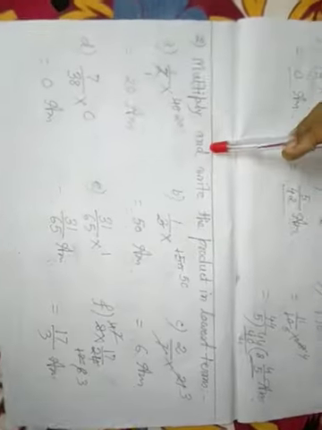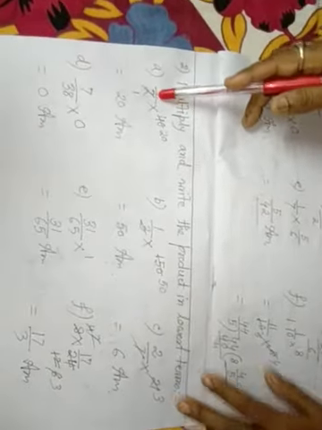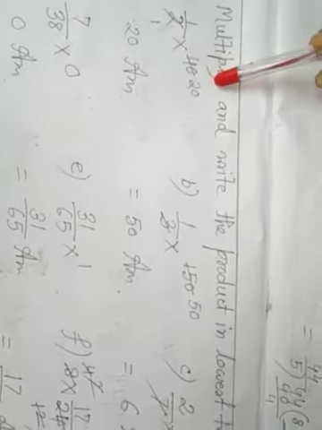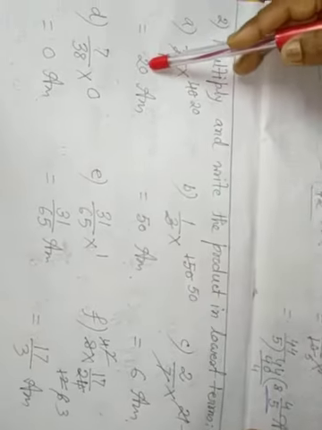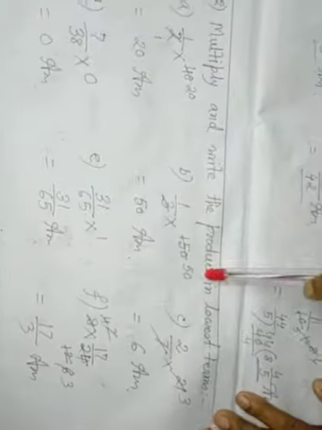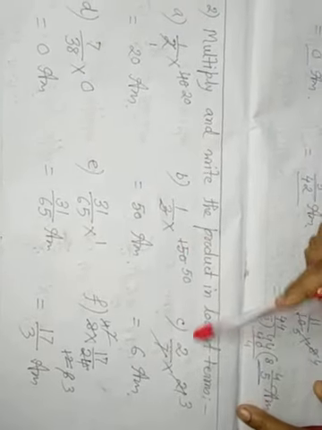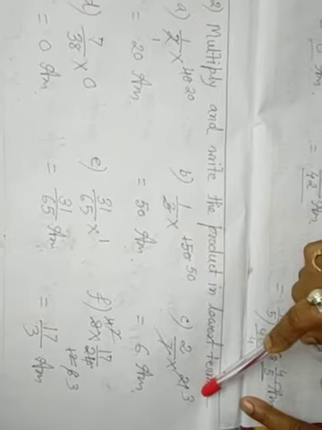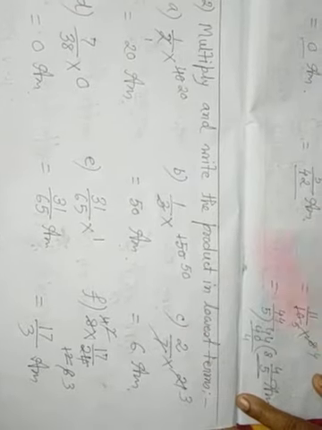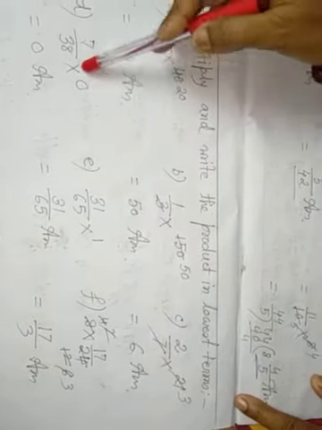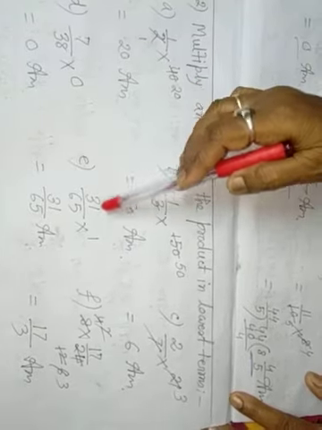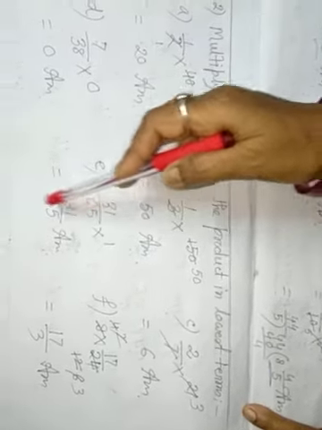Question 2, multiply and write the product in lowest terms. A, 1 by 2 into 40. 2 twenties are 40, so 20 is the answer. B, 1 by 3 into 150. 3 fifties are 150, so 50. C, 2 by 7 into 21, 7 threes are 21, so 2 into 3 is 6. D, 7 by 38 into 0 is 0. E, 31 by 65 into 1 is 31 by 65.